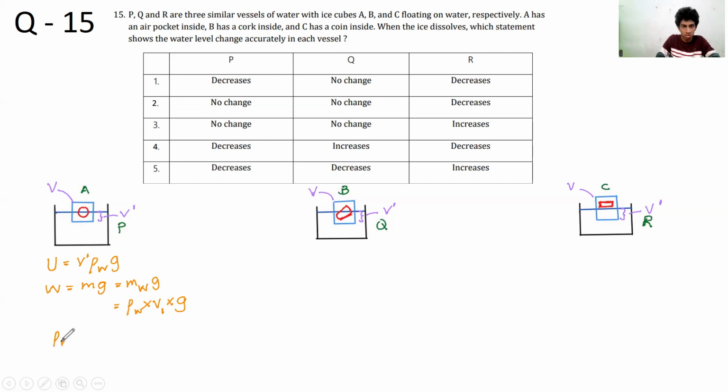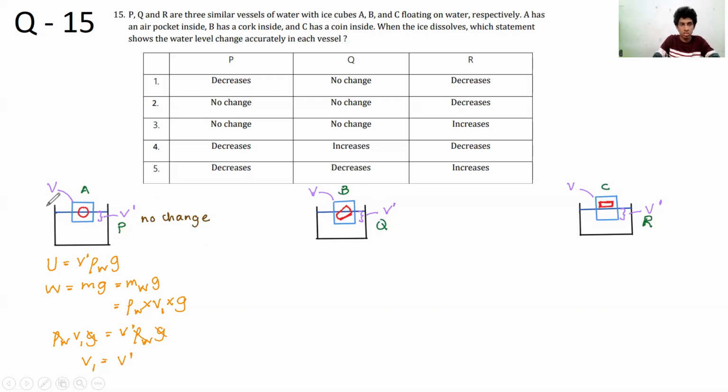So we can write rho W into V1 into G is equal to V dash into rho W into G. So rho W, G and rho W, G cancel. Therefore, V1 is equal to V dash. So that means the volume of the water after the ice cube is dissolved is exactly equal to the volume of the ice cube submerged in water. That means the dissolved water exactly fits into the volume of V dash. Therefore, there will be no change in the water level of vessel P.